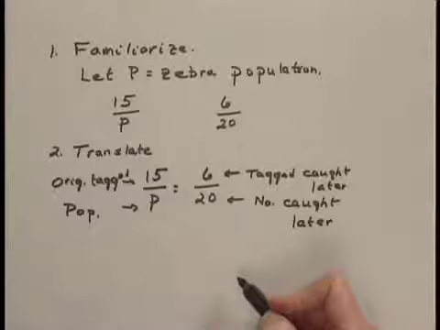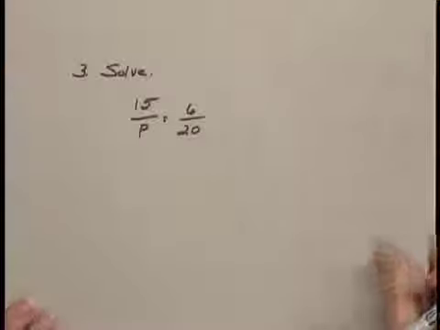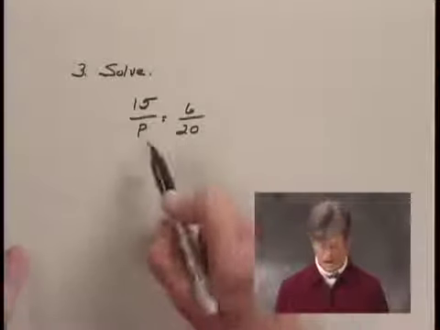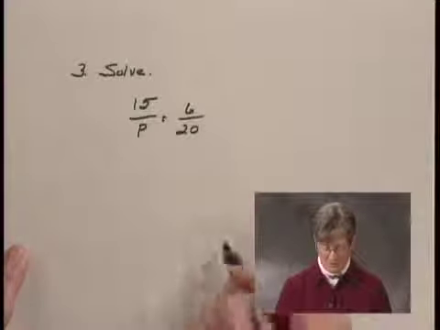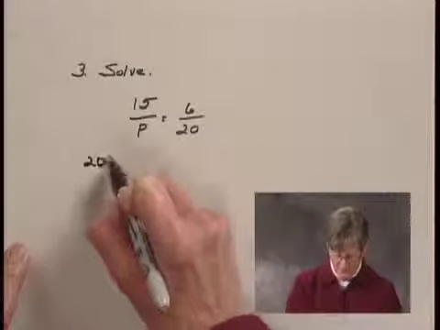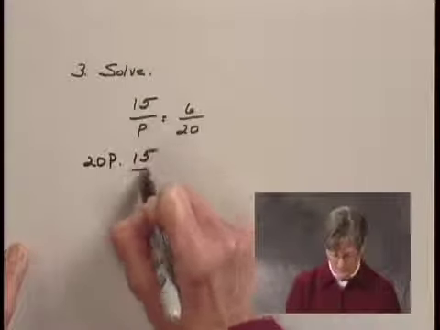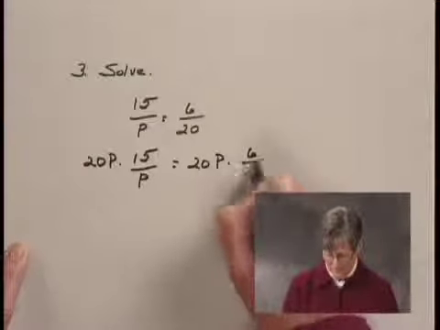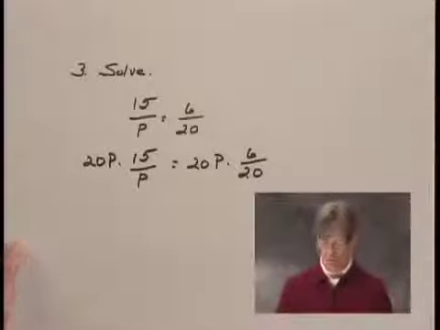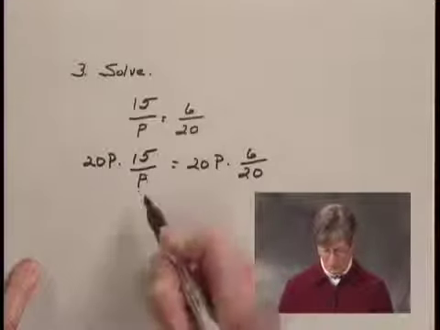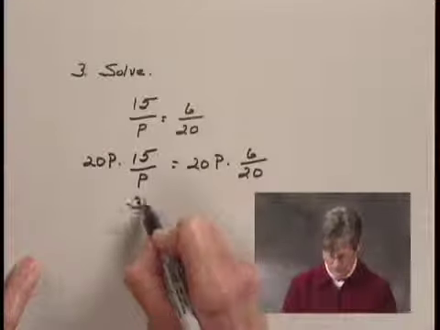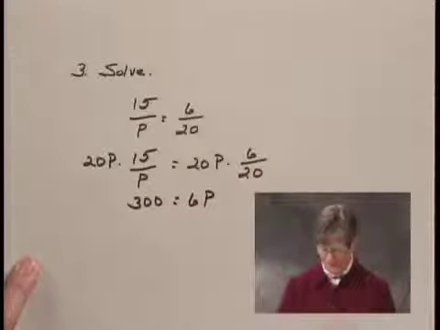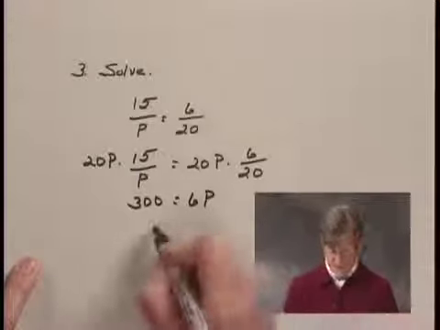And let's do that in the third step of the process. We're solving this proportion, and to do that we begin by multiplying both sides by the denominators P times 20. So I'll have 20P times 15 over P equals 20P times 6 over 20. And when I do these multiplications on the left-hand side, I get 300. And on the right-hand side, I have 6P.